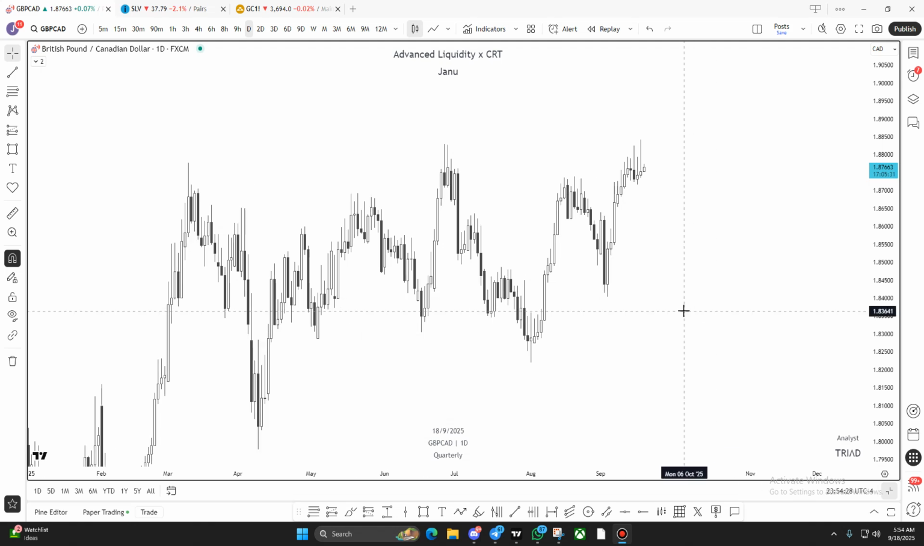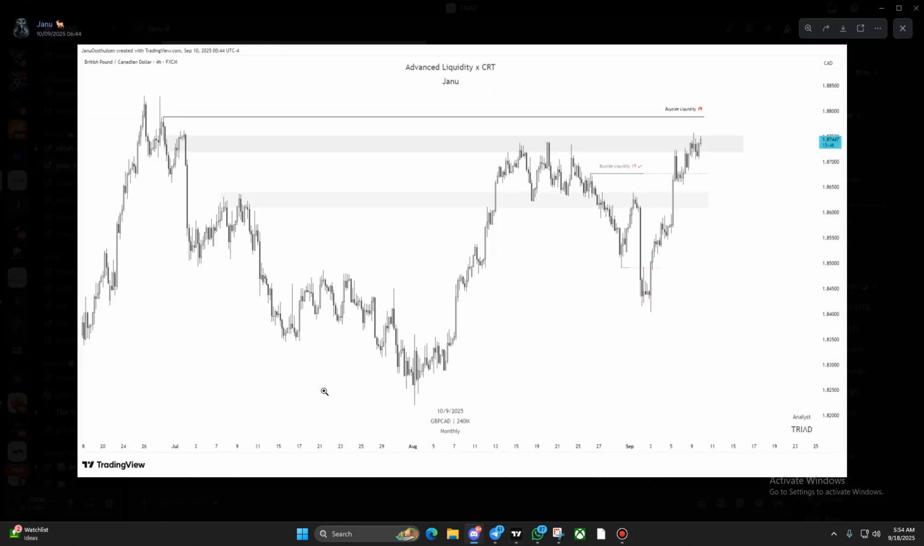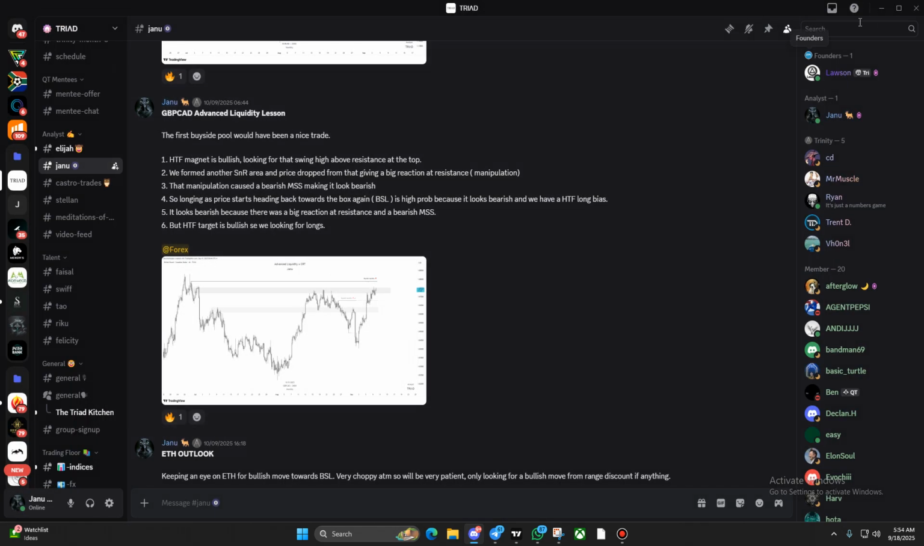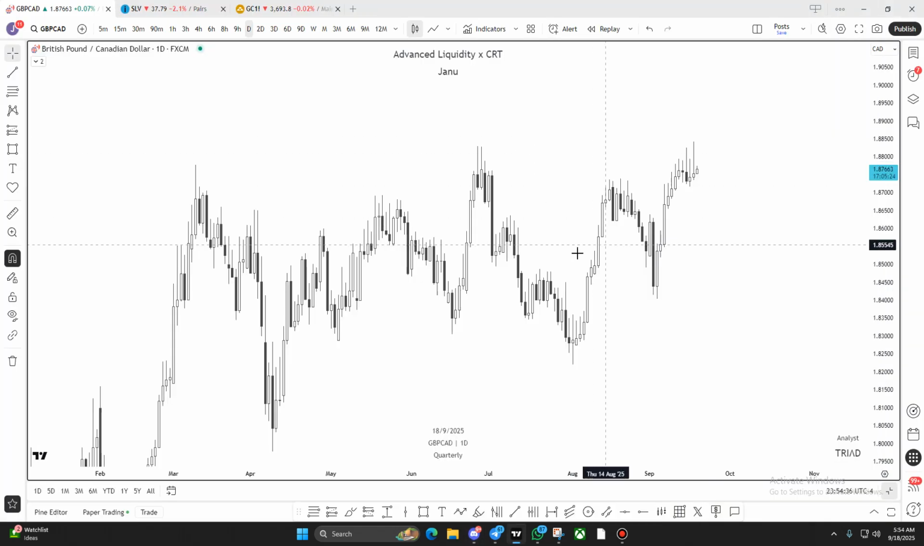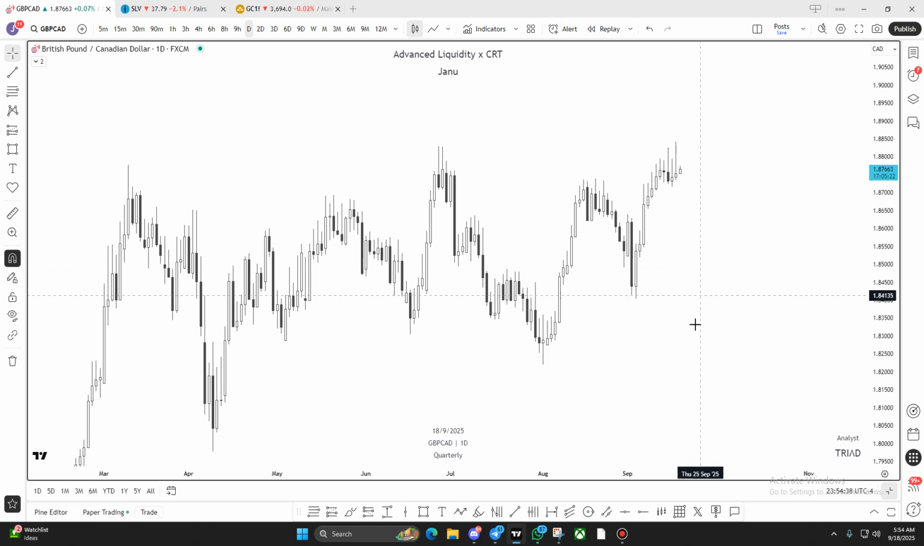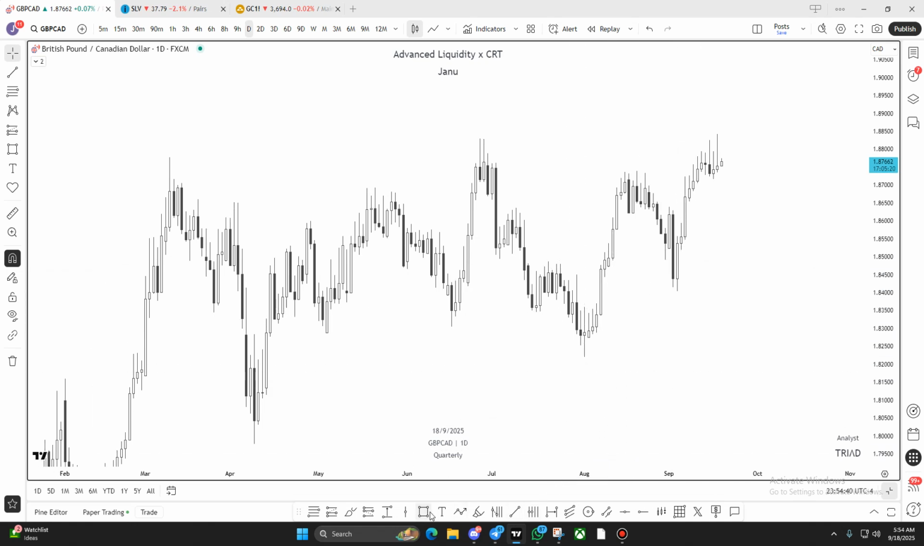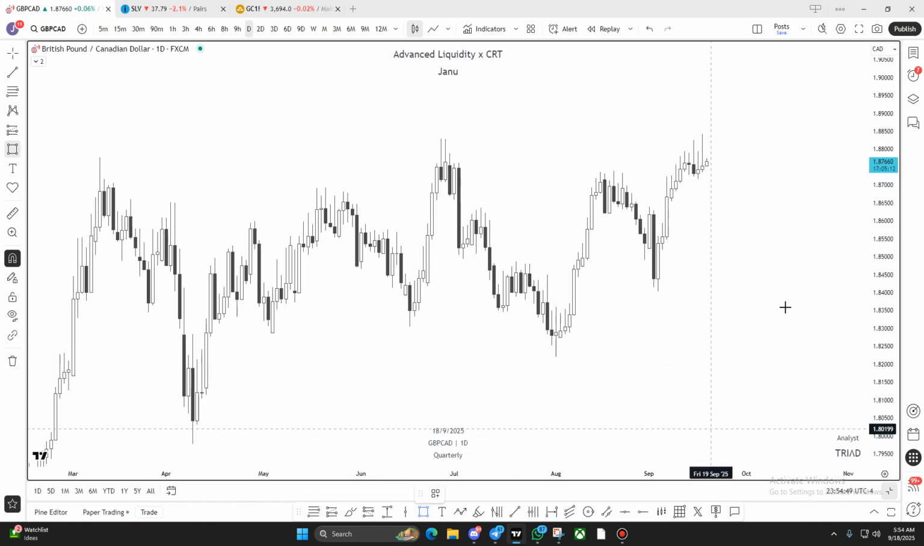Yo, what's up, guys? So we're just going to be going over this GBPCAD setup that I shared quite a while ago, the 10th of September. Oh, it's not that long ago. And we also talked about it quite in depth in the live on Monday, using it as another example to explain advanced liquidity concepts. So I thought I would just do a recording also now, since the targets have been met.